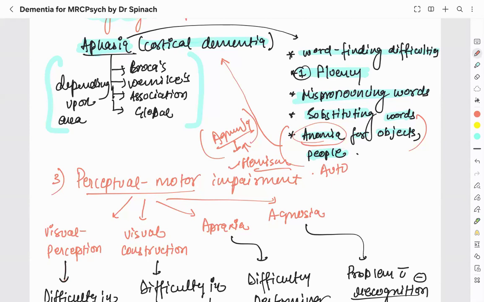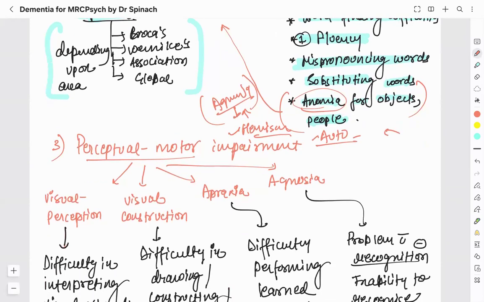And there's some autotopagnosia, where the patient is not able to recognize their own body parts. Okay, great. Then next is perceptual motor impairment.